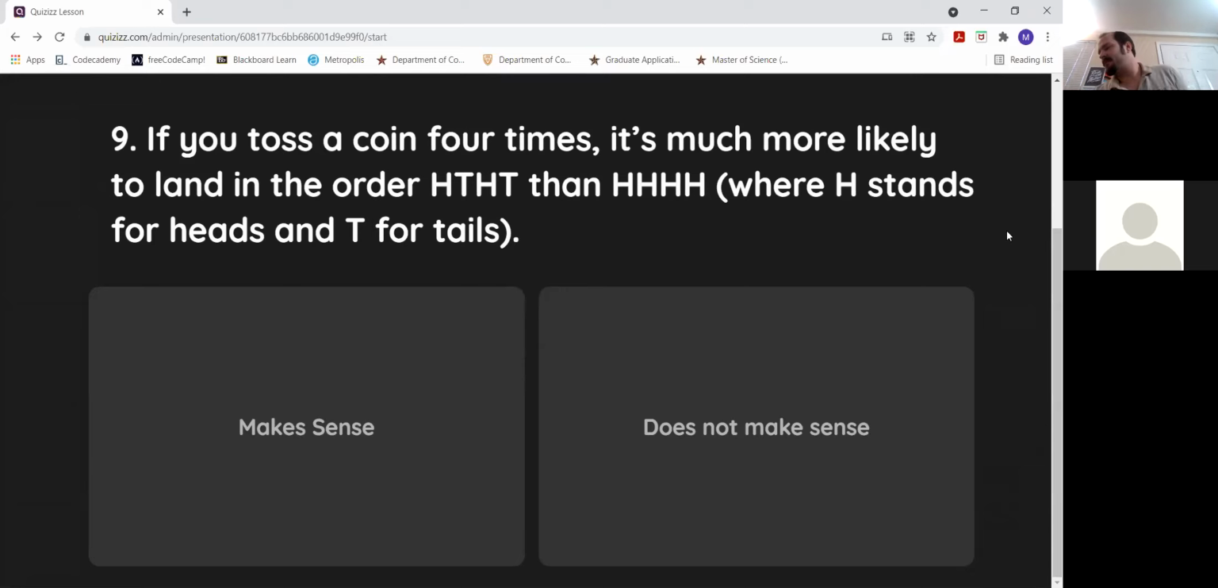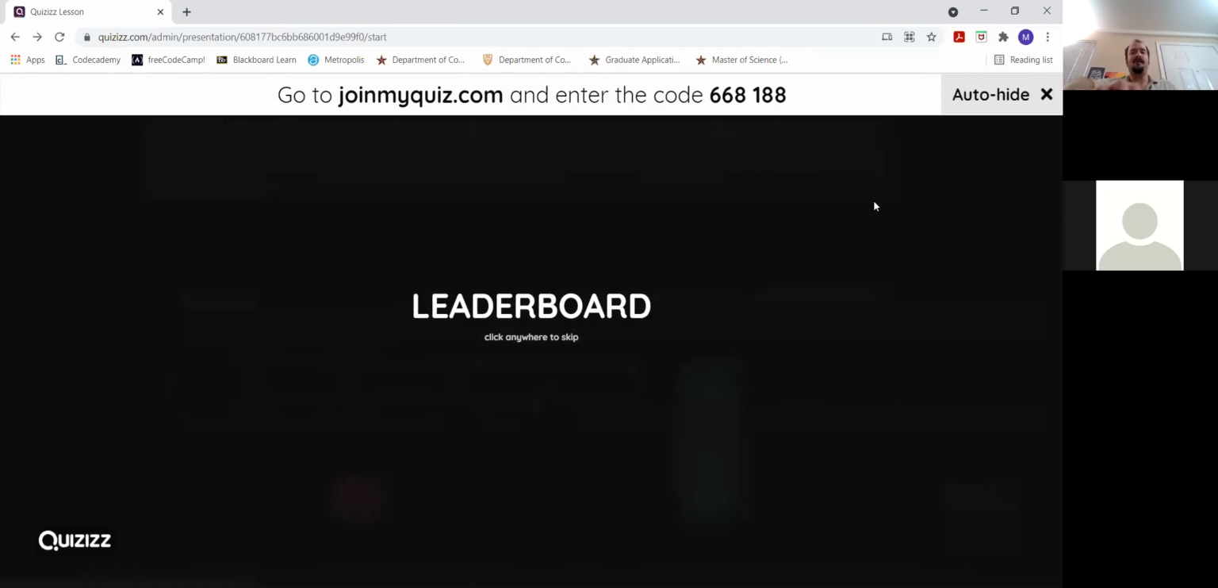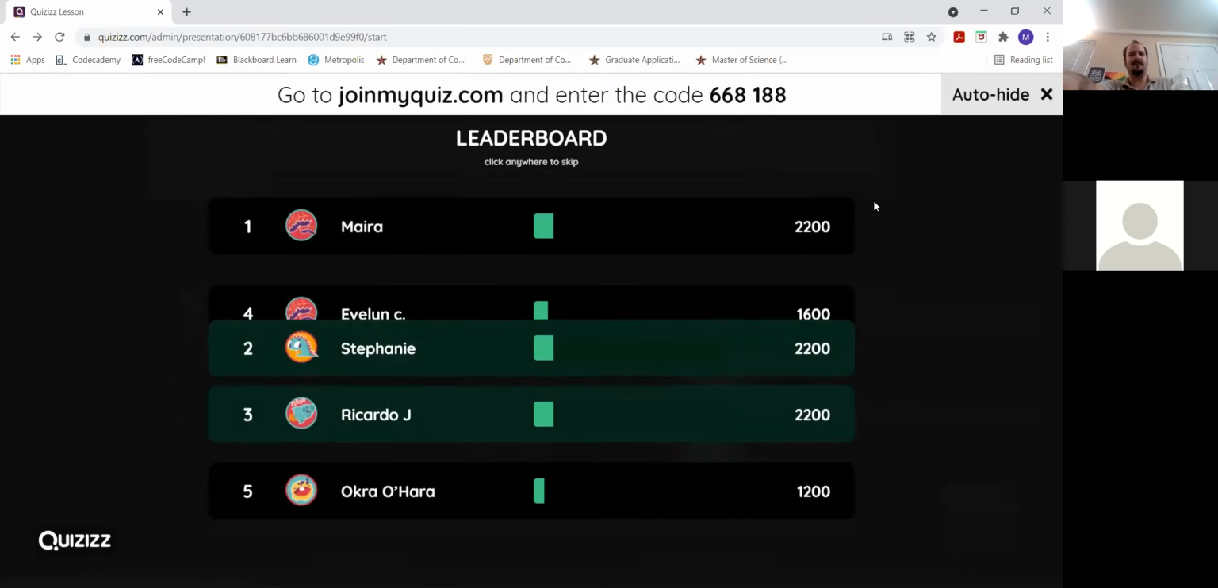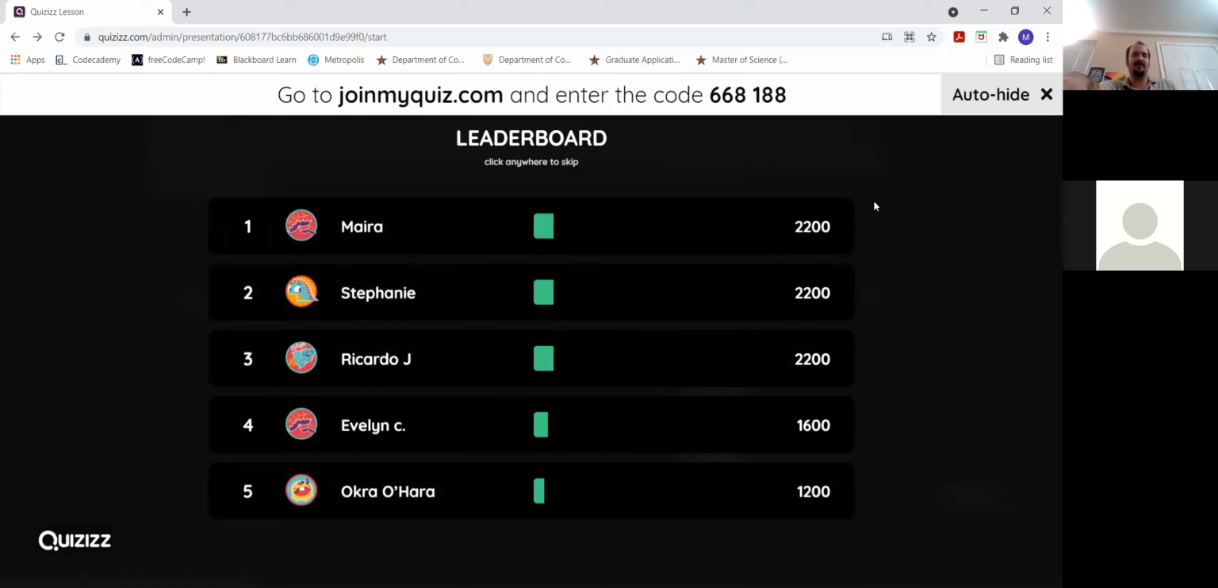Is it more likely to land on heads, tails, heads, tails, or heads, heads, heads, heads? They are saying that this one is more probable than that one. And this one is confusing as heck, but I will spell it out. I hope some people got this wrong. Just being honest.